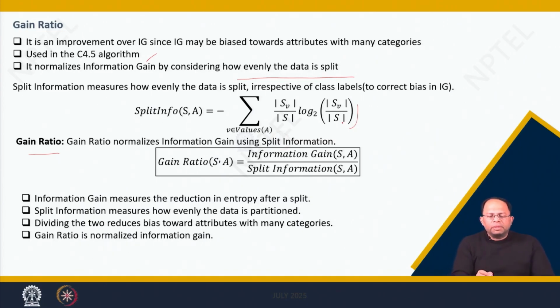Gain ratio normalizes information gain using this split information, and the gain ratio is the information gain divided by the split information. So this is how we are normalizing information gain, by dividing it by the split information that we are measuring over here. Information gain measures the reduction in entropy after a split. Split information measures how evenly the data is partitioned. Dividing the two reduces bias towards attributes with many categories, and the gain ratio is a normalized information gain.